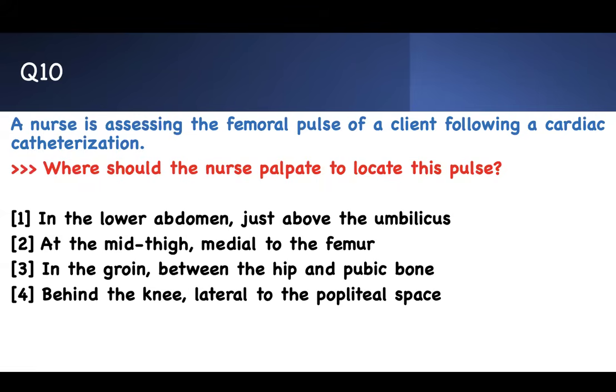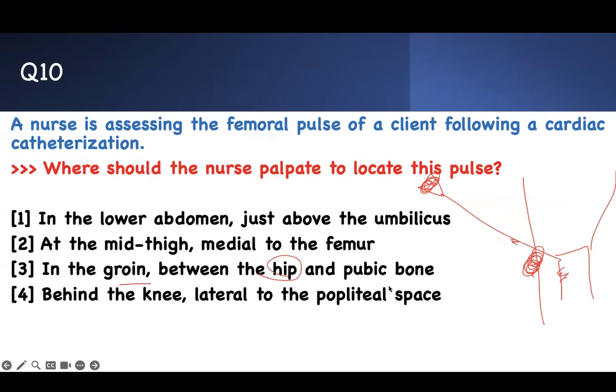And this is assessing the femoral pulse of a client following cardiac catheterization. Where should the nurse palpate to locate the pulse? This is a hotspot question. This is the physical exam. You should know where the femoral is. This is your superior iliac spine. This is the pubic bone. The femoral vessel is right like here. So it's in the groin, between the hip bone and the pubic bone. The popliteal is behind your knee, right? At the lower abdomen, above the umbilicus is too high, and the mid thigh is too low. So number 3 is your right answer.